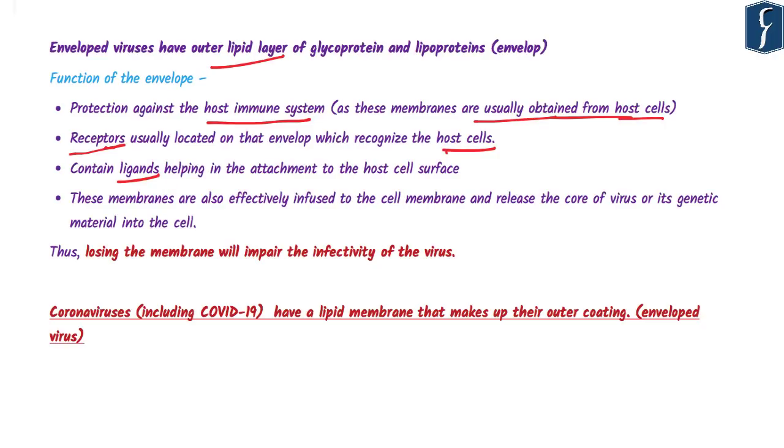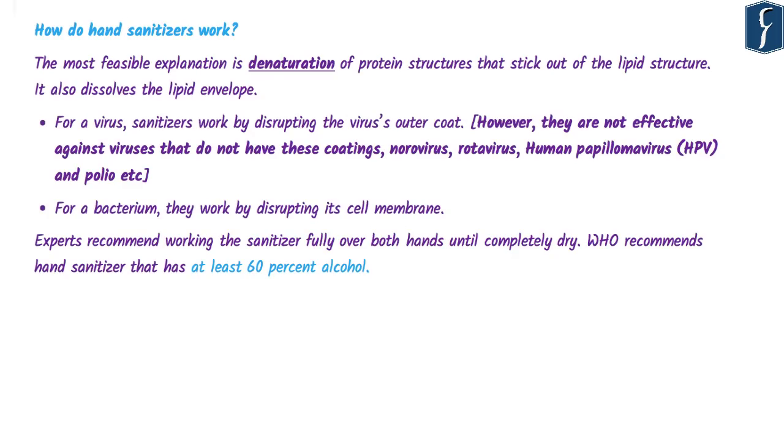And once they are attached to the host cell, what is required is to get into the cell membrane. And the outer membrane effectively gets fused into the cell membrane of the host cell. And that helps in putting out the genetic material of the virus into the cytoplasm and ultimately into the nucleus of the host. So you can see here, losing the membrane will effectively impair the virus. And the good news is coronavirus, with which the whole world is dealing presently, including COVID-19 virus, they have outer membrane. Now let's come back to the original question, how do hand sanitizers work?